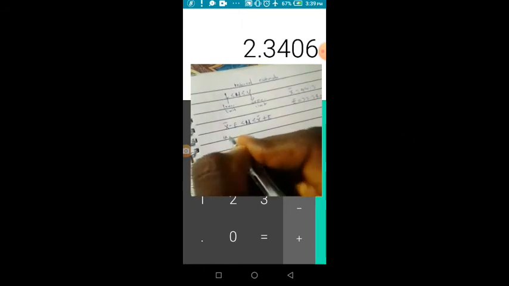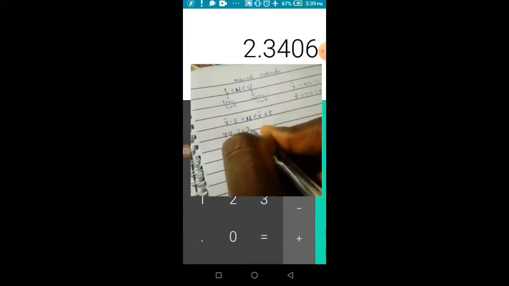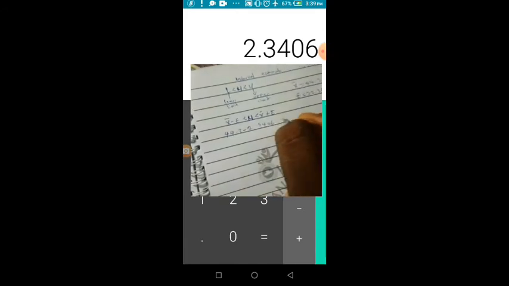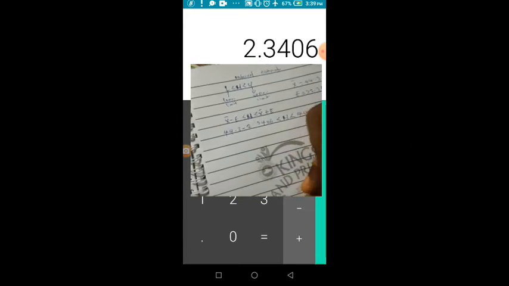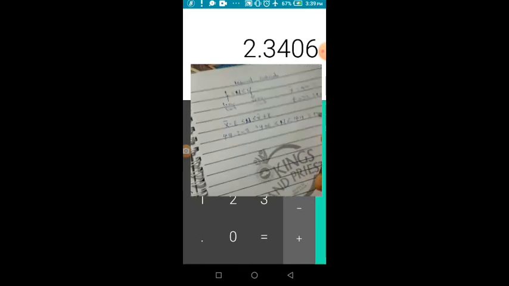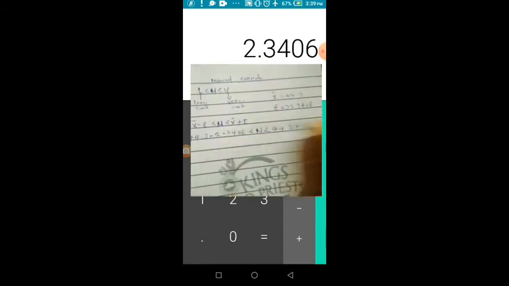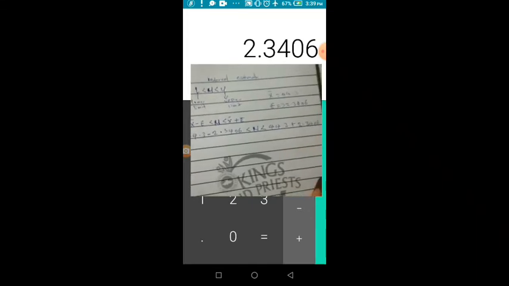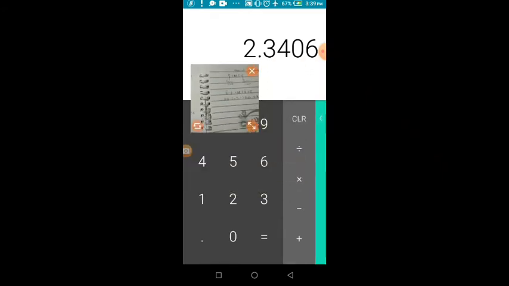That'll be 44.3 minus 2.3406 less than population mean less than 44.3 plus 2.3406. Okay, now let's use your calculator to finish the remaining one and to finish everything.